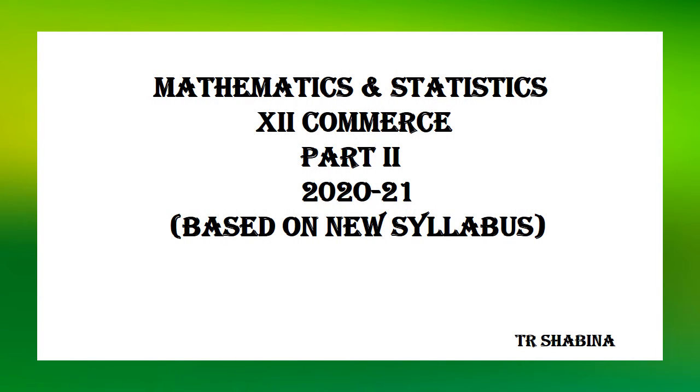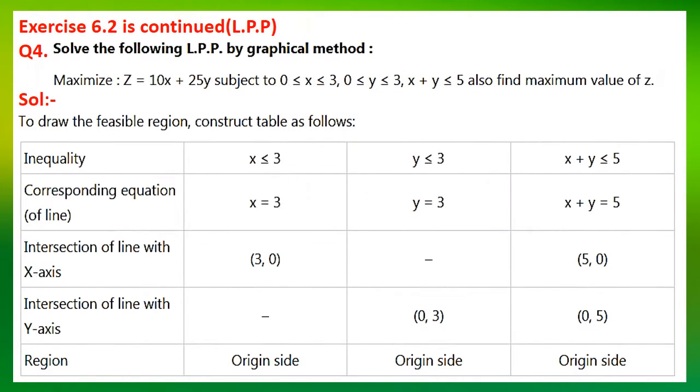Dear students, exercise 6.2 of the lesson linear programming is continued here. Question number 4. Solve the LPP by graphical method. Maximize z is equal to 10x plus 25y subject to 0 less than or equal to x less than or equal to 3, 0 less than or equal to y less than or equal to 3, and x plus y less than or equal to 5. Also find the maximum value of z.